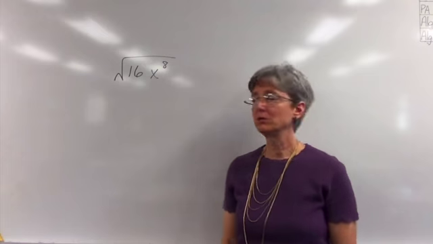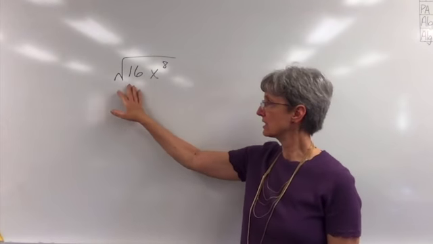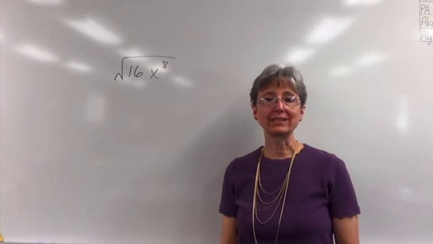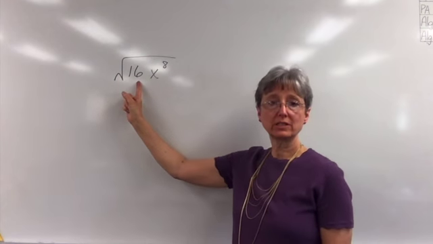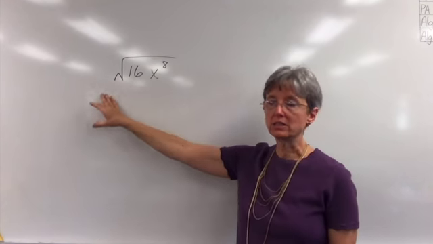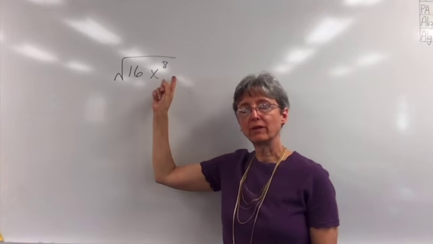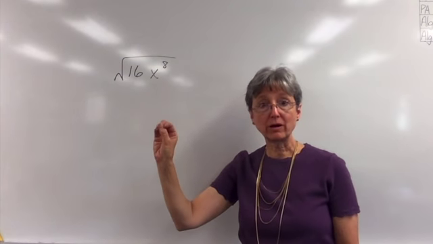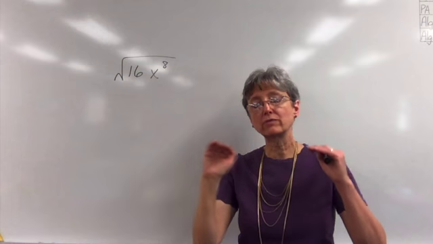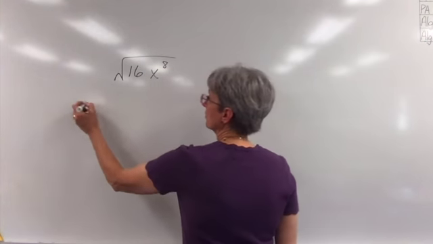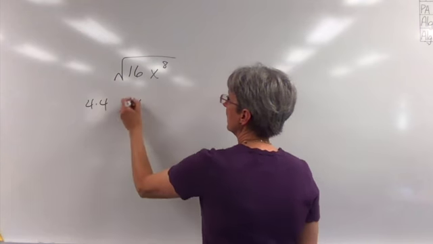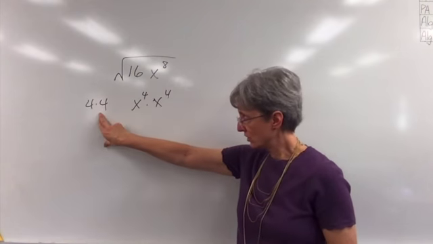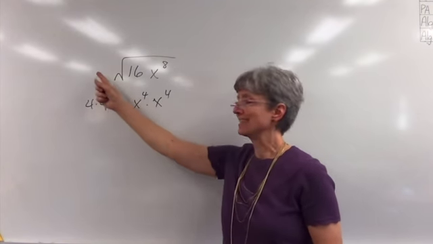Okay, now we have a problem that involves a variable. So this is the square root of 16x to the power of 8, and we want to simplify it by finding its square root. So the square root of 16 is 4. That part's easy. But what would we do for the square root of x to the power of 8? So x to the power of 8 is x to the power of 4 times x to the power of 4, isn't it? So 4 times 4 is 16, and x to the 4th times x to the 4th is x to the 8th. So this square root is 4, and this is x to the 4.